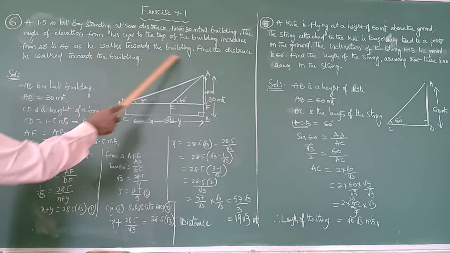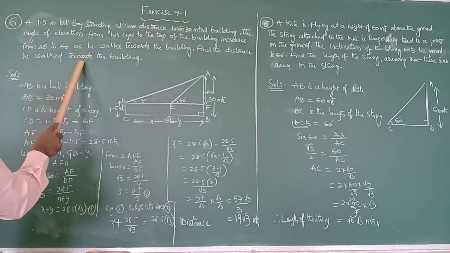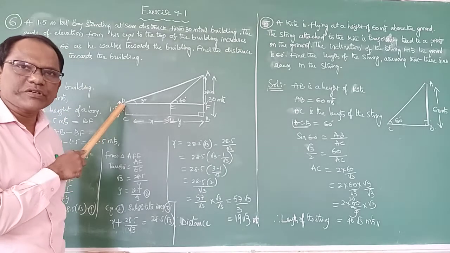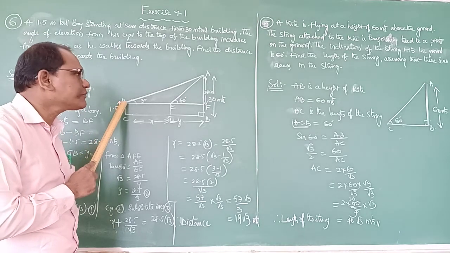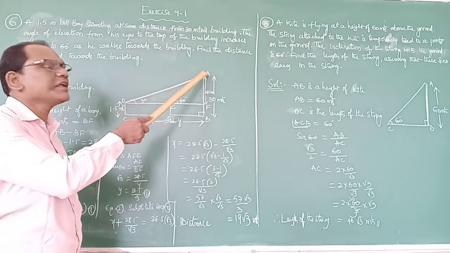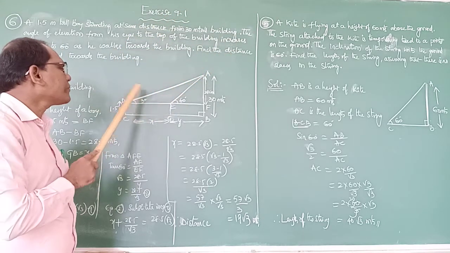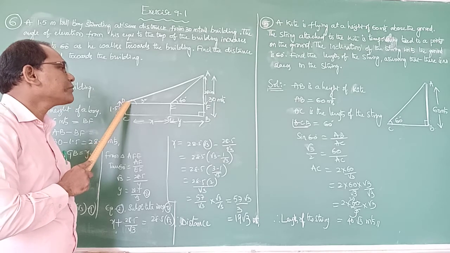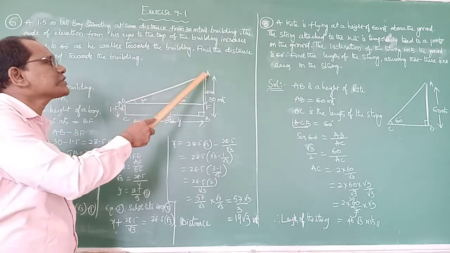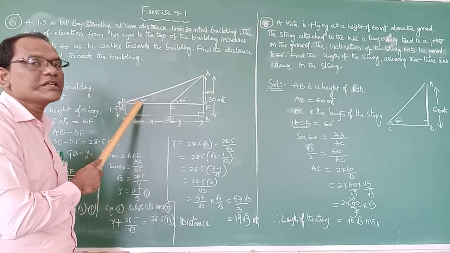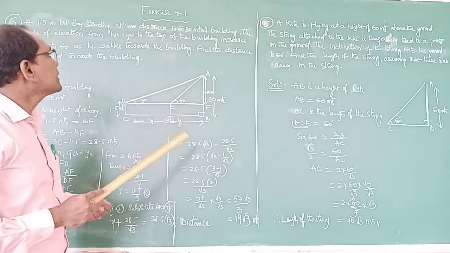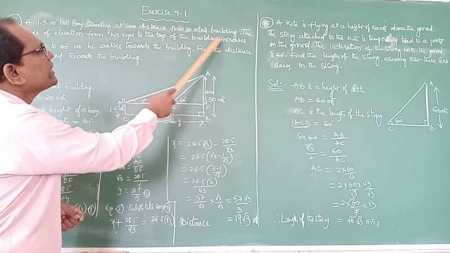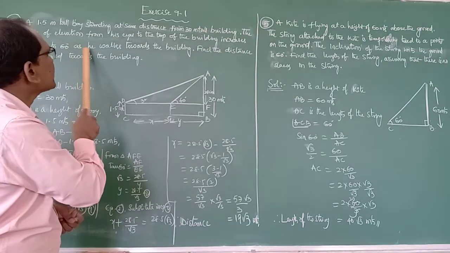So what they are asking: find the distance he walked towards the building. The boy is standing here. From here the boy is observing the top of the building, looking like this. From here to this is the observer's eye; the boy's eye is here. First of all, he observes the top of the building at 30 degrees. After that, he walks towards the building, and the angle increases from 30 degrees to 60 degrees as he walks towards the building.